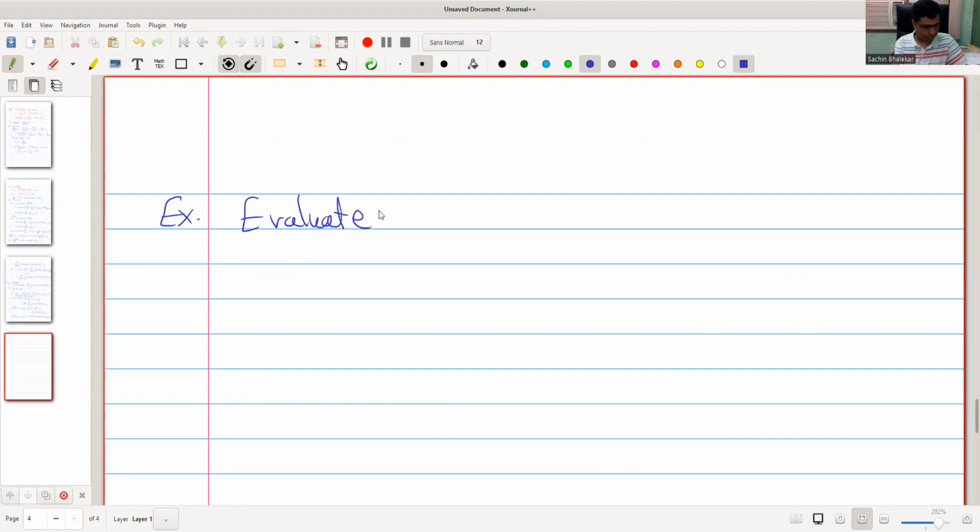Evaluate integral x raised to 5 into tan inverse x square dx. Solution. Here there is tan inverse of x square. So if we want to get rid of this tan inverse of something, whatever is inside tan inverse, we call it tan of t. So that tan inverse of tan of t will be simply t. Okay, so this is one way.